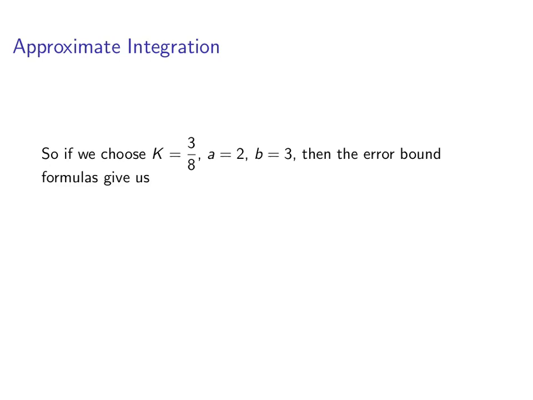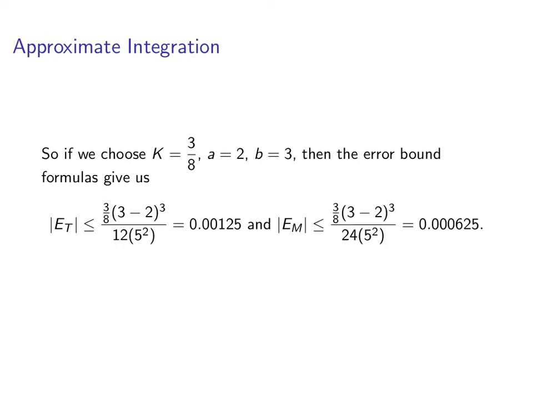then we can plug these into our error bound formulas, and we get the error bound on the trapezoid rule is no bigger than 3/8 times (3 minus 2) cubed all over 12 times 5 squared. Remember, we used n equals 5. And then if we plug everything into the midpoint rule error formula, we get something a little bit smaller.